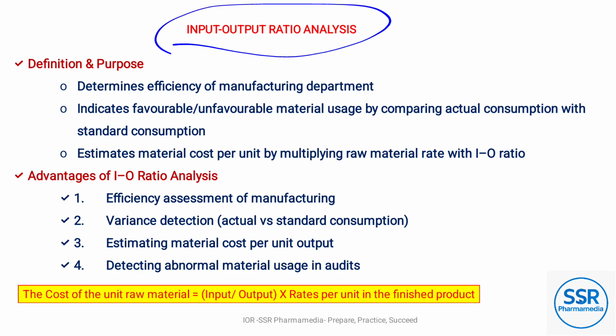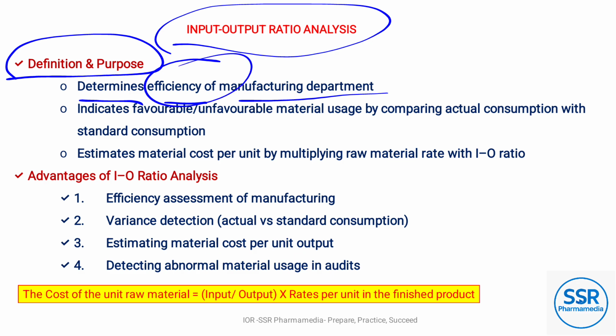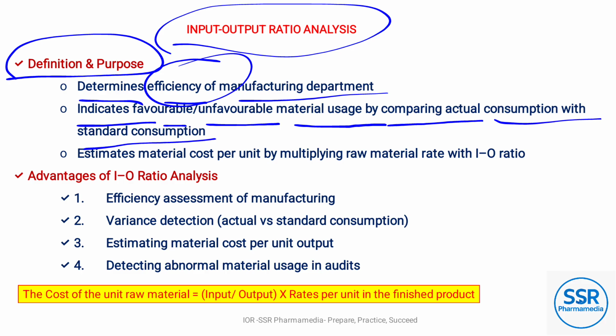So we'll discuss input-output ratio analysis: definition and purpose. It determines the efficiency of the manufacturing department. So this is the first important purpose. It indicates favorable or unfavorable material usage by comparing actual consumption with standard consumption, and estimates material cost per unit by multiplying the raw material rate with the input-output ratio.